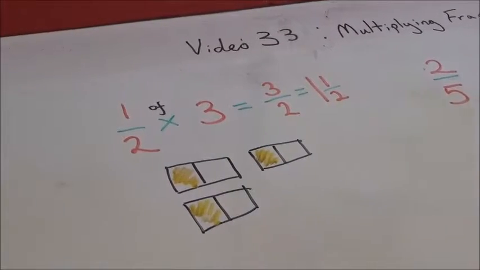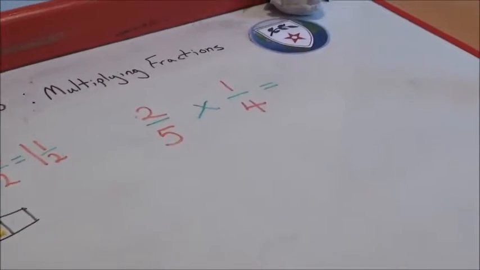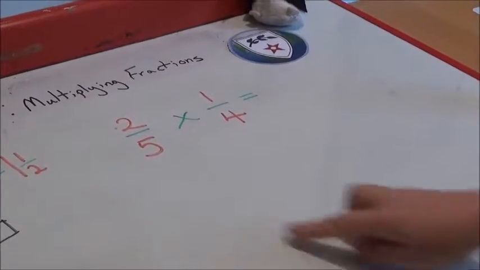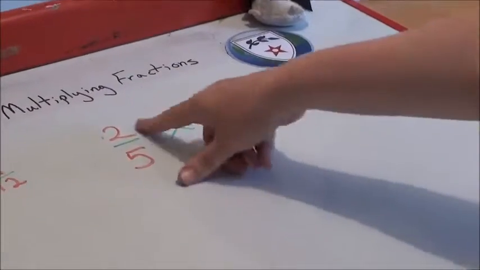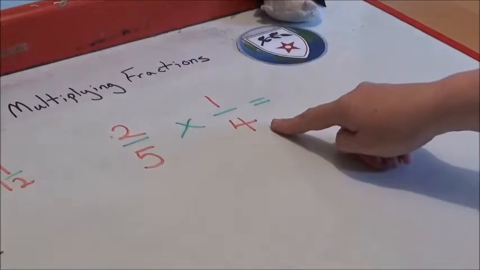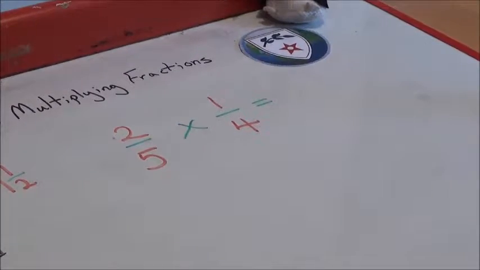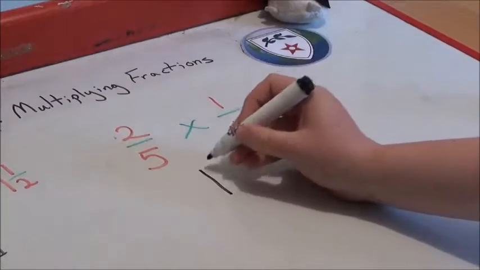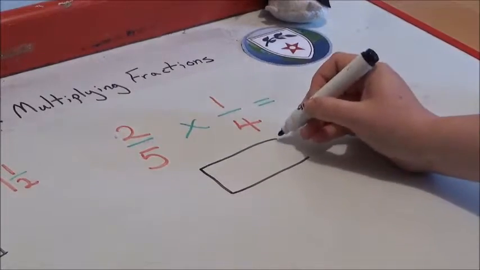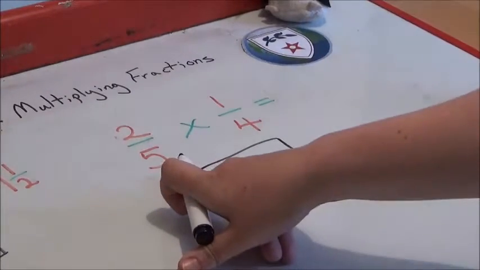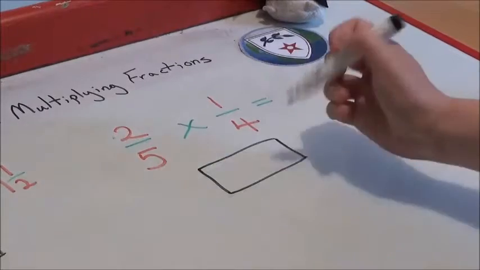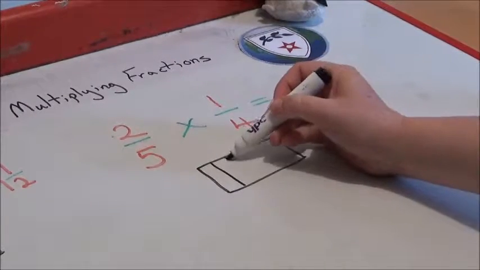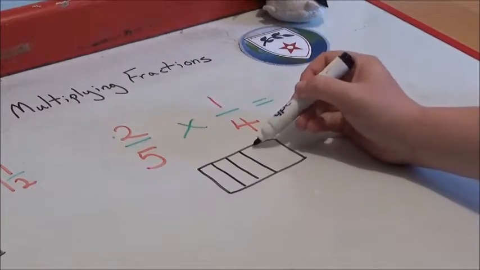Let's have a look at this question here. And this one's a bit trickier because we've got 2 fractions to multiply. We've got 2/5 times 1/4. So I'm going to show you what it means by drawing it out. Here's my whole, and I'm going to do 2/5 first of all. So I'm going to split this up into fifths.